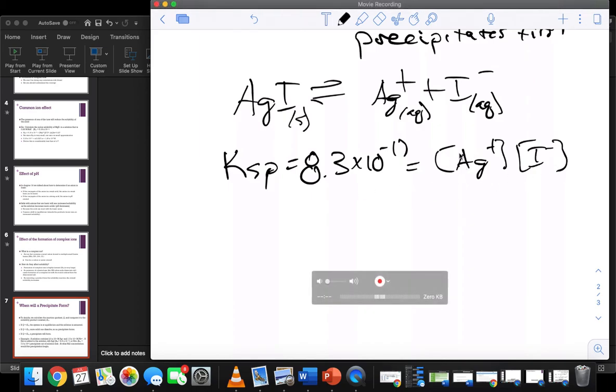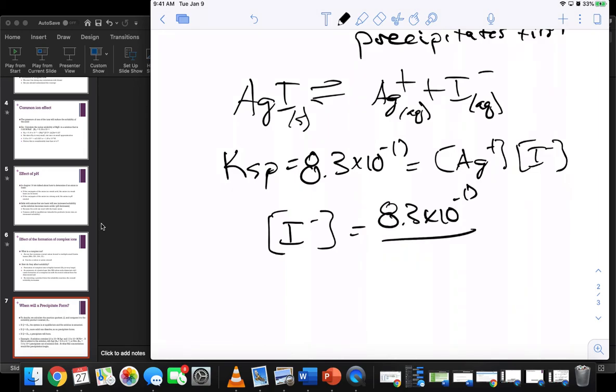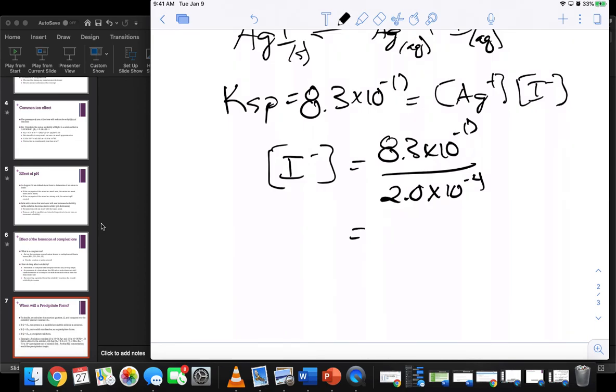So plugging in my value for silver plus and solving for iodide, my iodide concentration is going to equal 8.3 times 10 to the minus 17 divided by that silver concentration, about 2.0 times 10 to the minus 4. And when I divide this, I'm going to get about 4.15, or 4.2 if I round it, times 10 to the minus 13 molar for my iodide concentration. So as soon as my iodide concentration reaches 4.2 times 10 to the minus 13 molar, I'm going to start precipitating silver iodide.